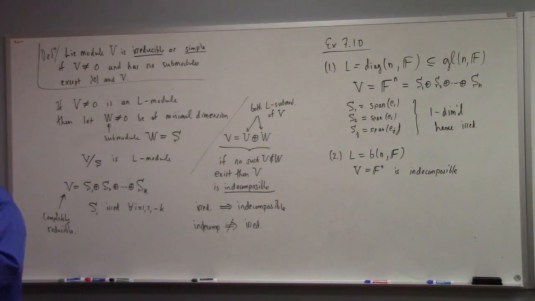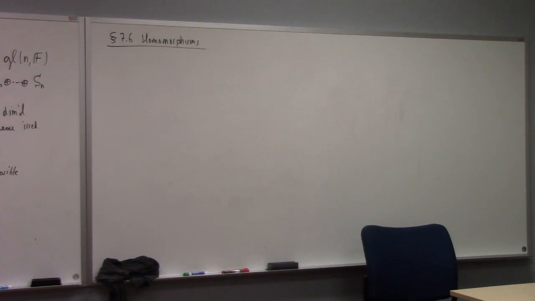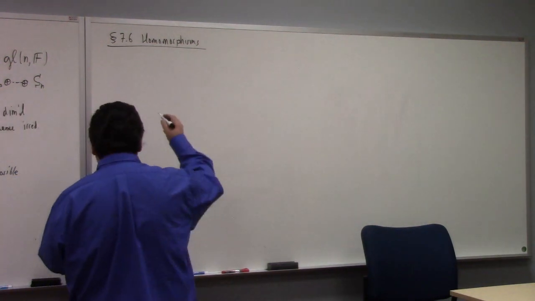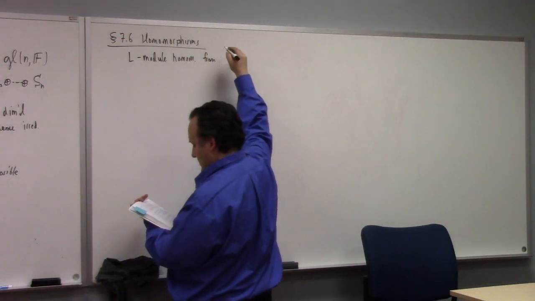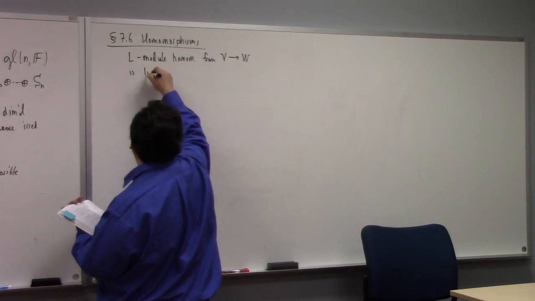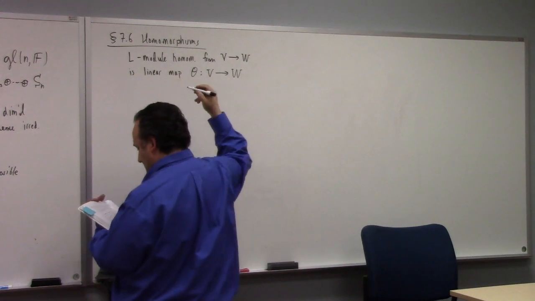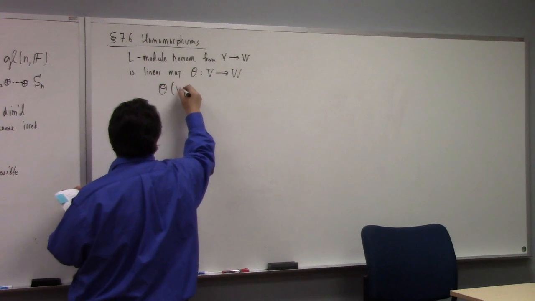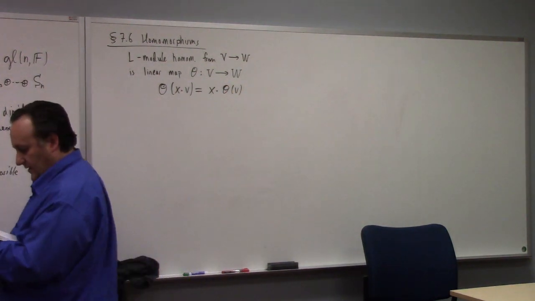So the question is, what is an L module homomorphism or Lie homomorphism? In this case, we have two L modules, one V and one W. Now W is not necessarily a subspace of V. W and V are two separate vector spaces. They're both L modules. An L module homomorphism from V to W is a linear map theta from V to W such that what? Probably it preserves the Lie algebra action, right? So theta of x dot v is equal to x dot theta of v, just what you'd expect, for all v in V and x in L.